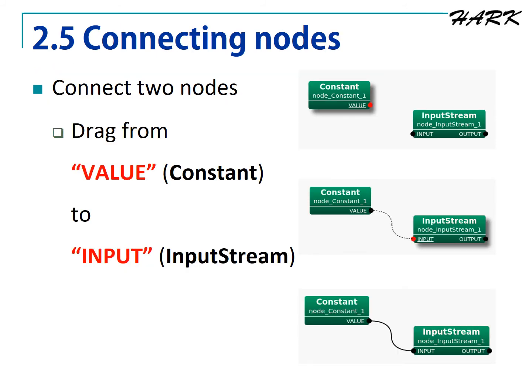So we have two nodes on the canvas. Next, we will connect them. Connecting nodes is quite easy. Drag from one black dot to the other dot. In this example, drag from value on the constant node to input of the input stream node.